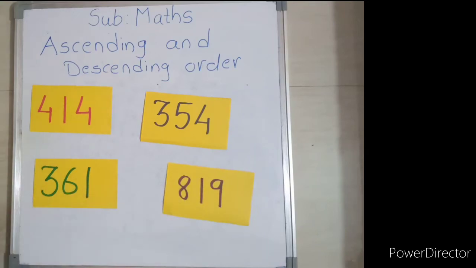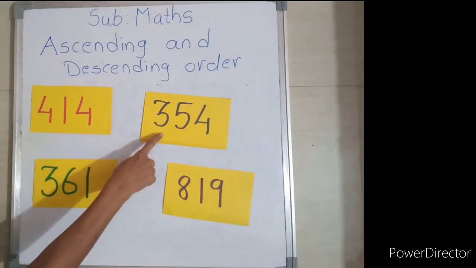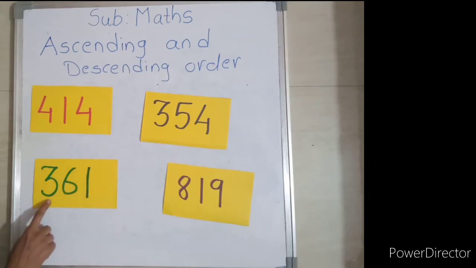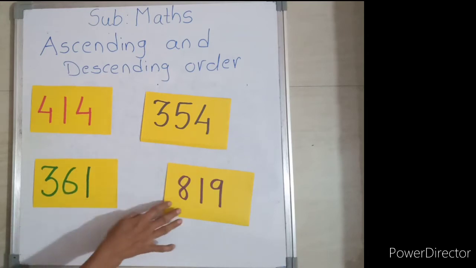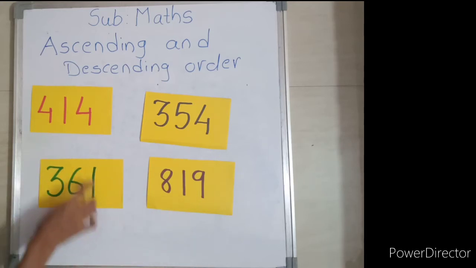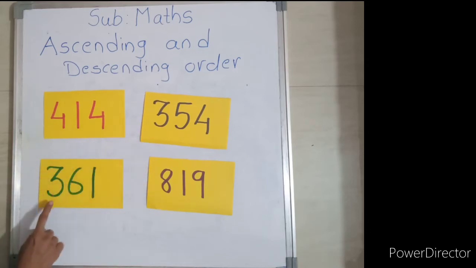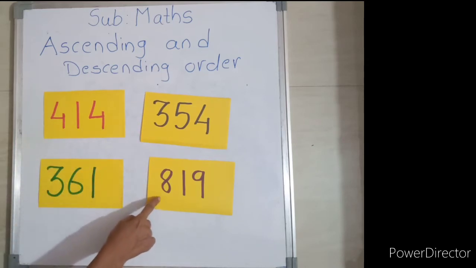Now see these 4 cards. Here is 414, here is 354, next is 361, and the fourth number is 819. So see the hundreds place. Here is 4, here is 3, here is also 3, and here is 8.